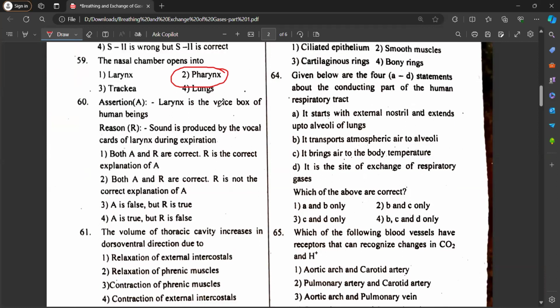Larynx is the voice box or sound box of human beings. Sound is produced by the vocal cords of larynx during expiration. Yes, larynx is the voice box of human beings. Reason, sound is produced by vocal cords of larynx during expiration. So both A and R are correct. R is the correct explanation of A.